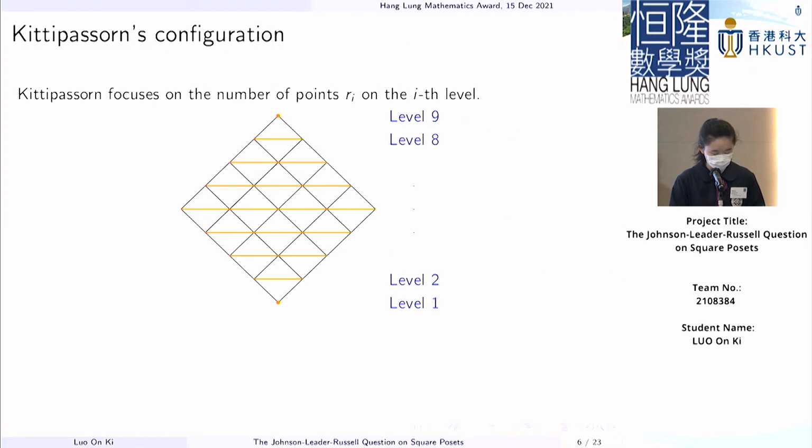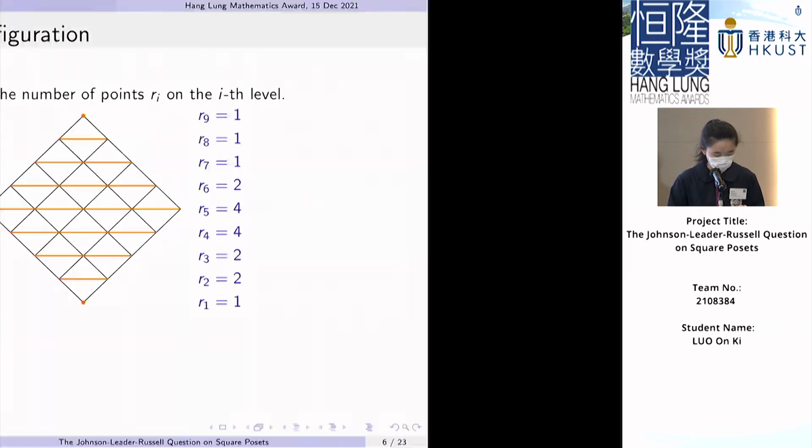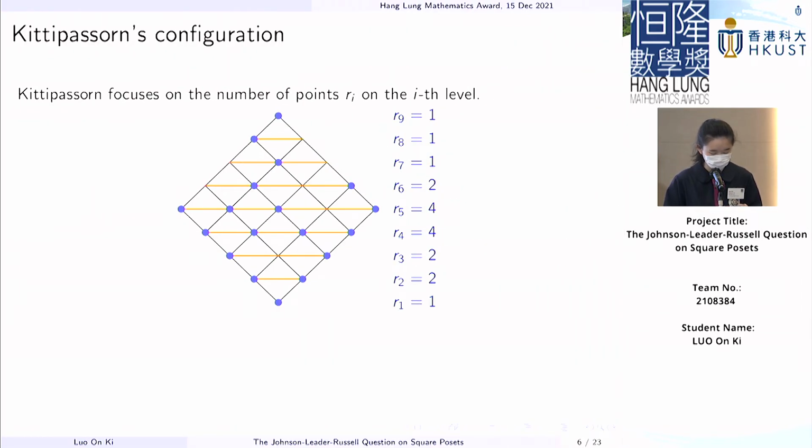Kittipassorn worked on a constrained question. Instead of arranging points on the grid, points can only be arranged within the same level. For instance, in this 5 by 5 grid, it's divided into 9 levels, and the number Li denotes the number of points that can be placed on the ith level. And this shows a possible configuration with the specified Li. The constrained question states as follows.